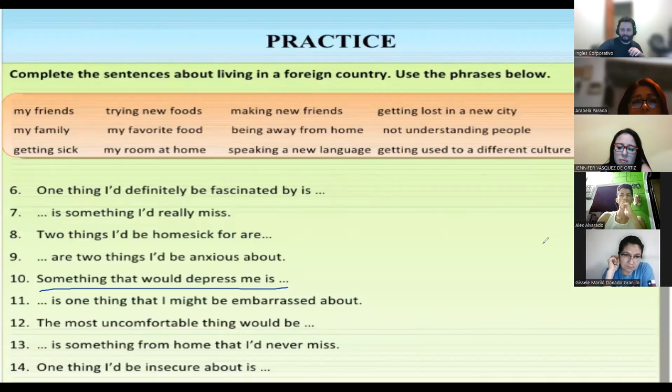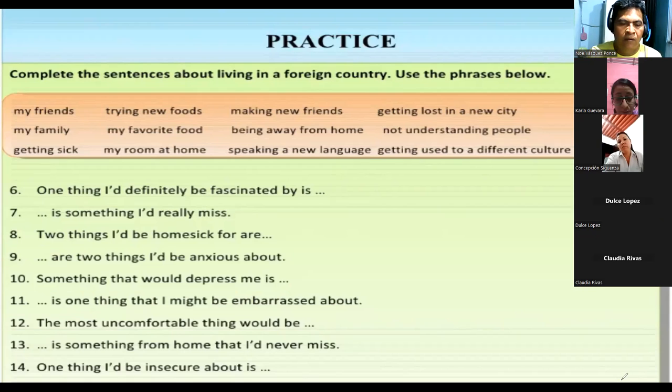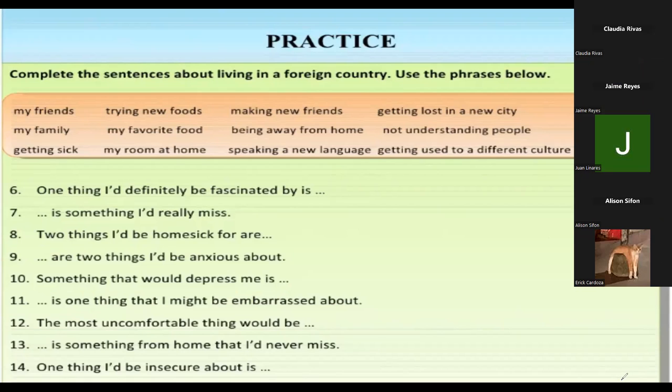Something that will depress me is getting lost in a new city, okay? All right, good job. Thank you very much. All right, Claudia Rivas, number 11. Not understanding people is one thing that I might be embarrassed about. Good job, great pronunciation.